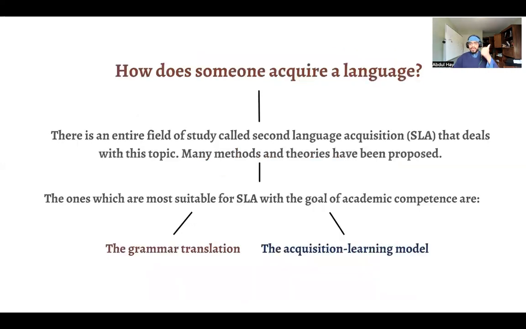So that was the grammar translation. We covered one of them, which is the grammar translation method. What about the acquisition learning model? What is the acquisition learning model?